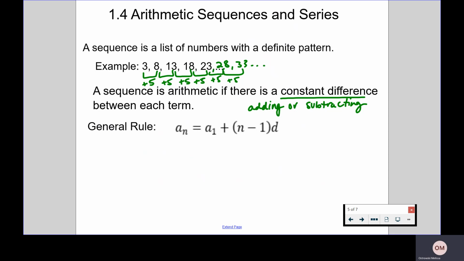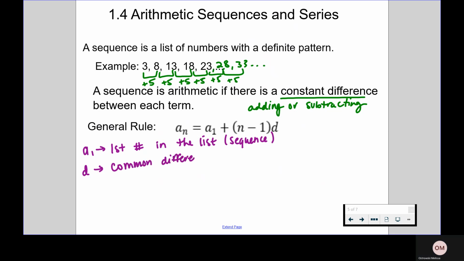I'm going to define these letters for you. We've got a sub 1, which is the first number in the list or in the sequence. And then we've got d, which is your common difference.